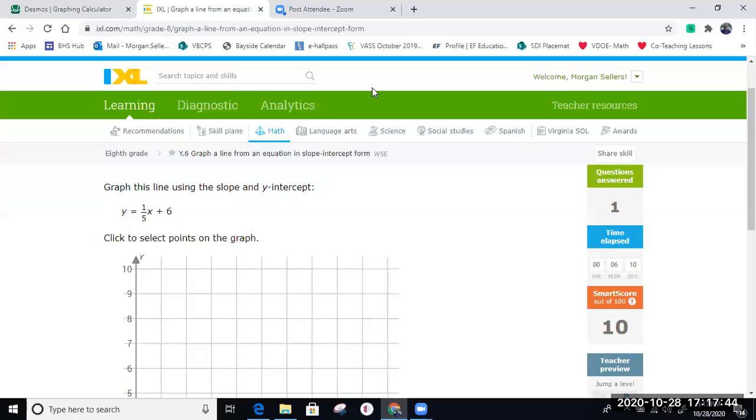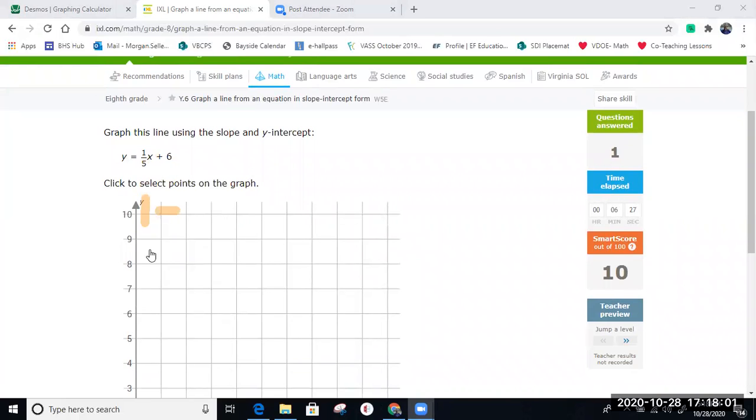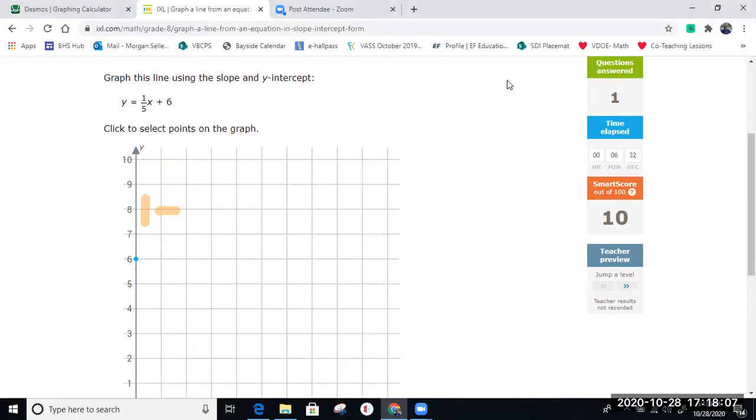Okay, so this one is already a fraction. Our slope is what's in front of our x, and our y-intercept is +6. So I start at my y-intercept, +6. And now my slope is +1/5. So I go up 1, and I go right 1, 2, 3, 4, 5. So I started at my y-intercept of 6, and then I went up 1, and then over 1, 2, 3, 4, 5.